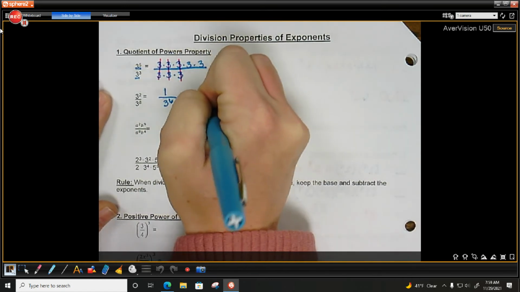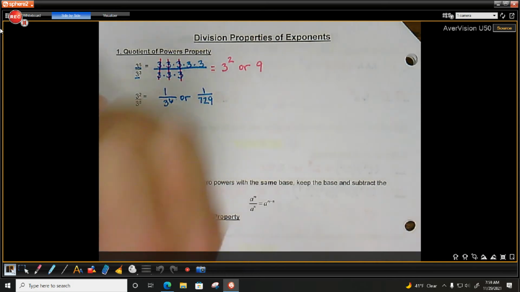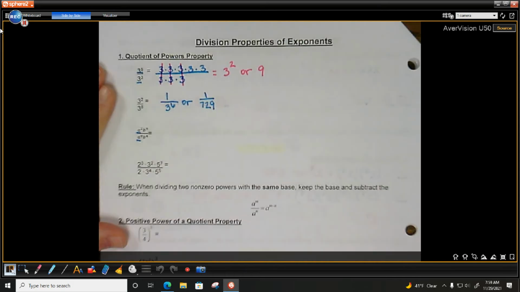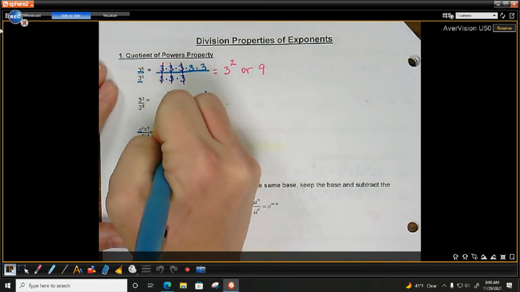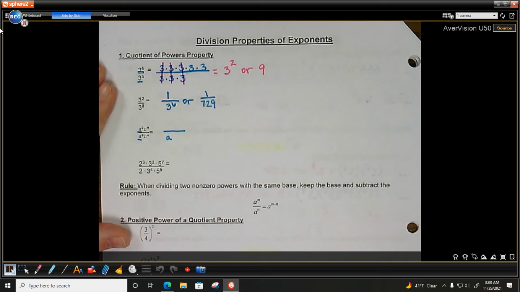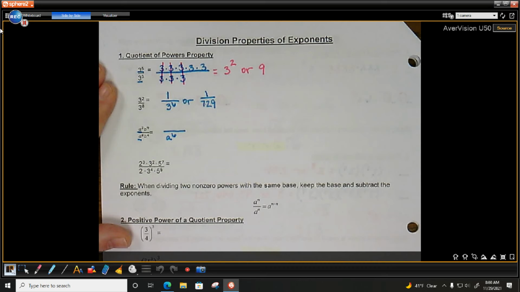Now sometimes there's going to be multiple bases on top and multiple bases on bottom. Okay? So first look at your A's. I have A's on top, A's on bottom. Are there more A's on top or on bottom? Look at your A's. How many are on top? 2. How many are on bottom? 8. So are there more on top or bottom? Bottom. So I'm going to do my fraction bar and I'm going to put A on bottom. How many more are on bottom? 6.